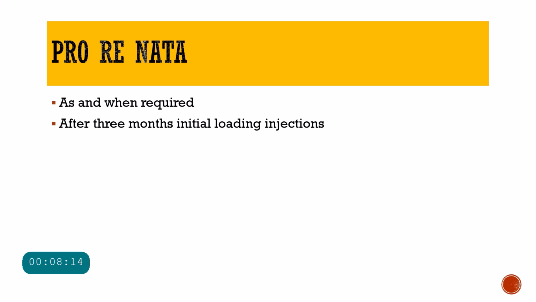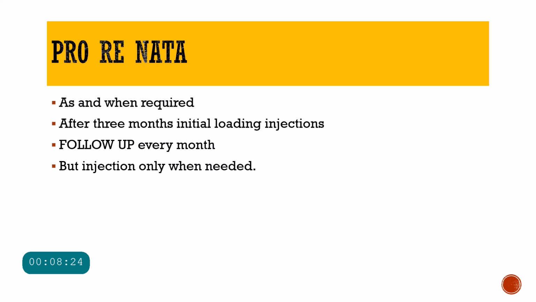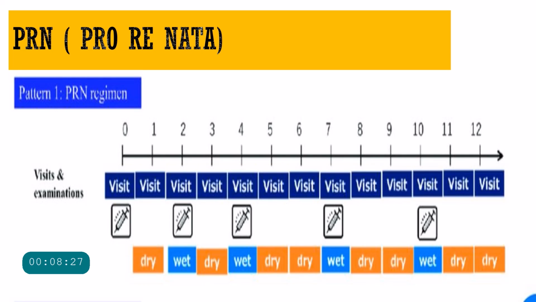In this, after the initial 3 months of loading monthly injections, you have to follow up the patient every month. So the patient comes back every month. However, the injection is only given when it is needed. So this can be understood by this diagram.